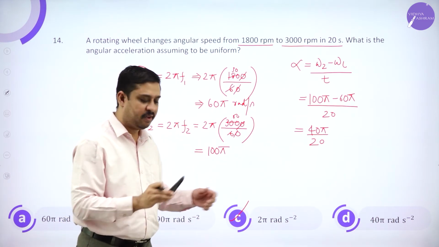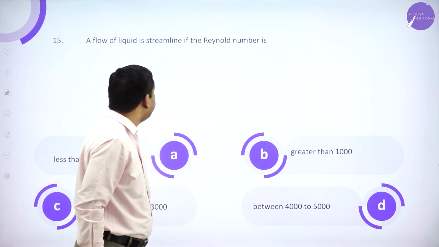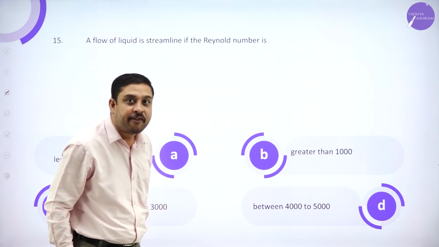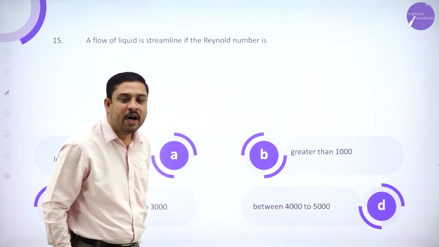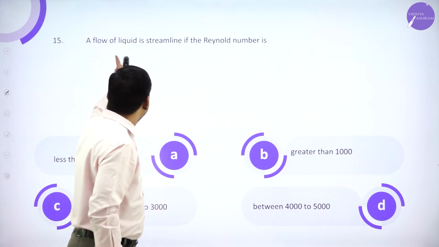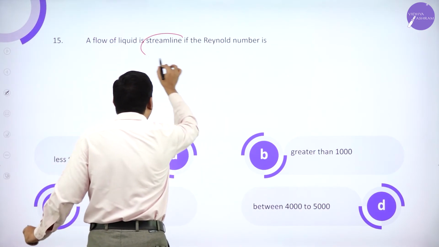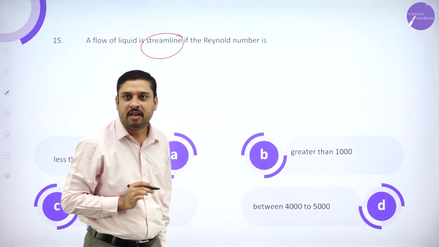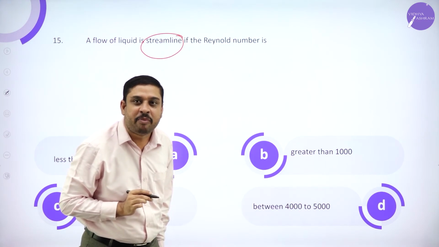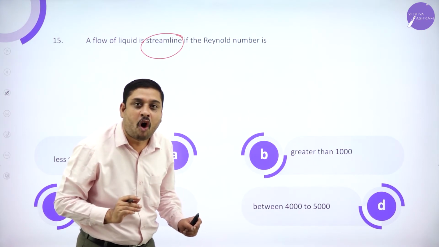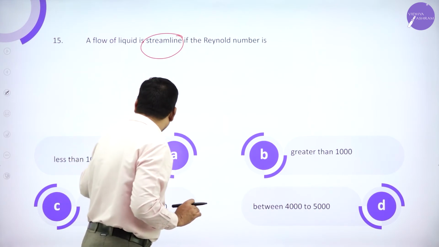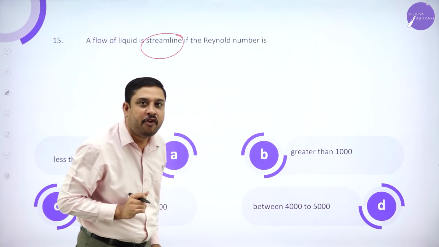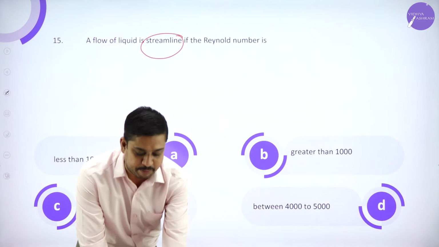Nodi, ಎಷ್ಟು simple ಇದೆ. A flow of liquid is streamlined if the Reynolds number, streamline flow, critical flow, turbulent flow. So it is streamlined if the Reynolds number is less than 1000. So what is Reynolds number giving me? The nature of flow of a liquid. If the Reynolds number is less than 1000, then what is the nature of flow? It has to be streamlined.